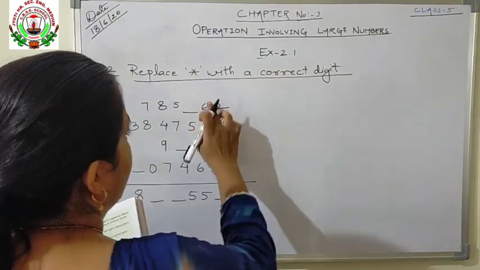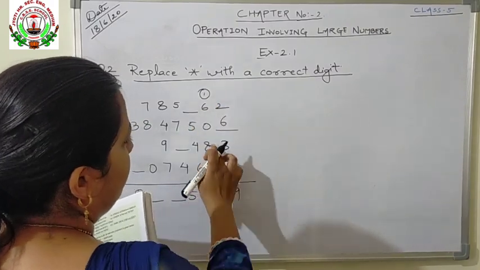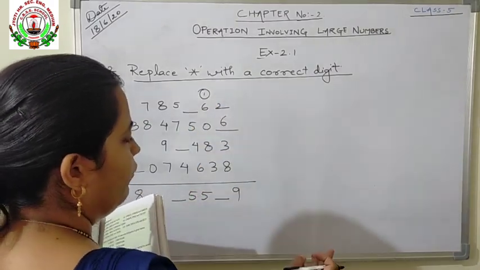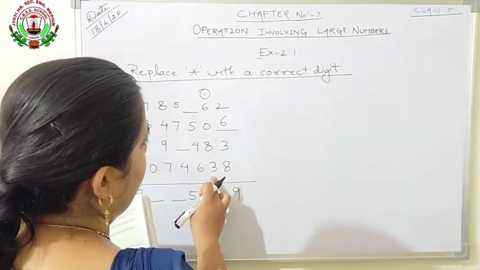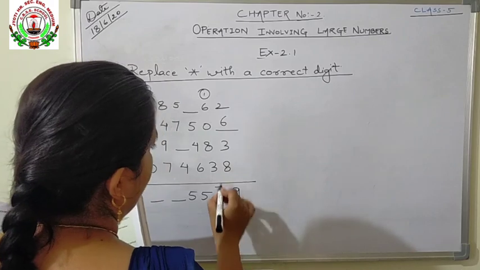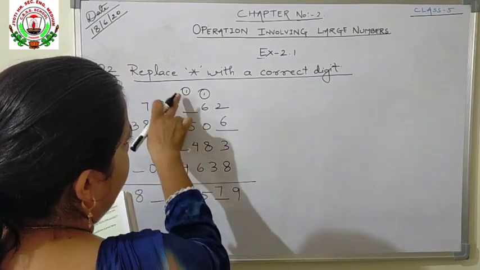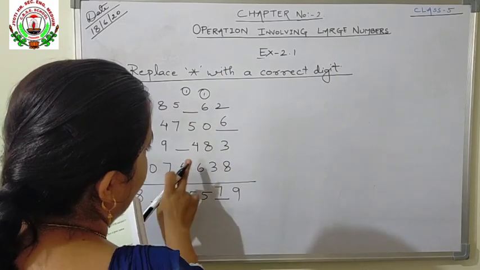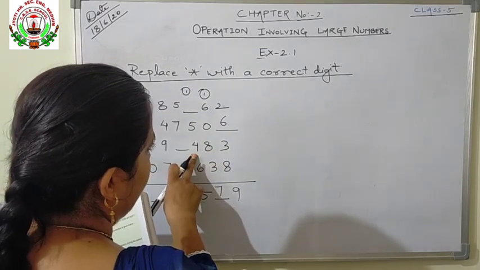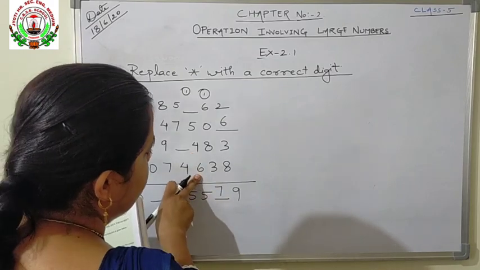6 plus 8 is 9, 10, 11, 12, 13, 14. 14 plus 3 is 17. 7, carry forward 1. 5 plus 1 is 6. 6 plus 4 is 10. 6 plus 4 is 10. 10 plus 6 is 16.